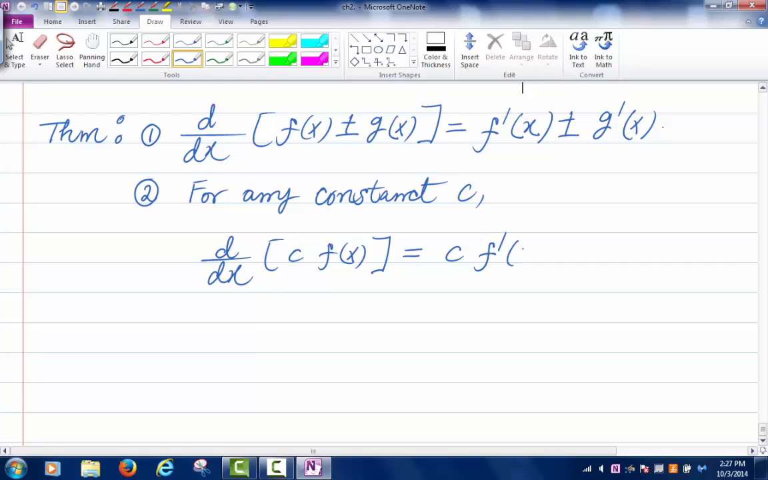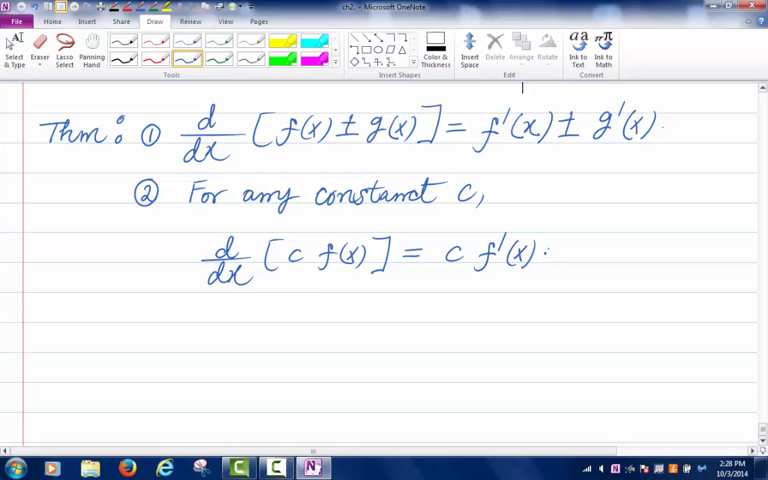Okay, so what it means is that to take the derivative of, let's say, 3 times f of x, all we have to do is take the derivative of f and multiply by 3. So the derivative of c f of x is c times f prime of x. Once again, the way I should be saying it is that if the derivative of f exists at x, then the derivative of any multiple of f exists at x as well, and it's given by that.